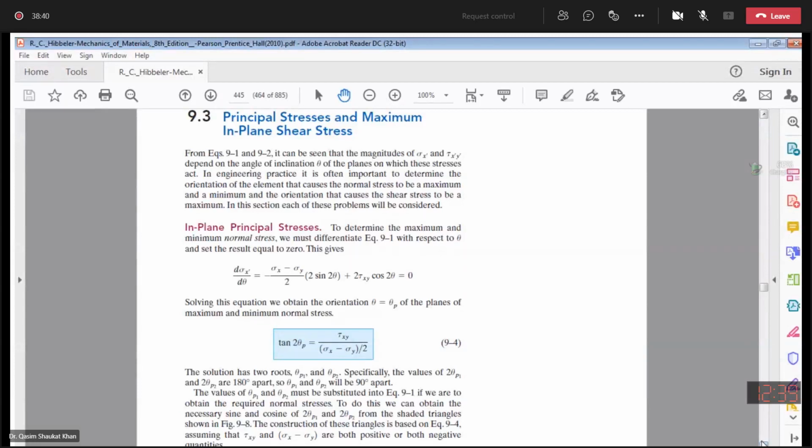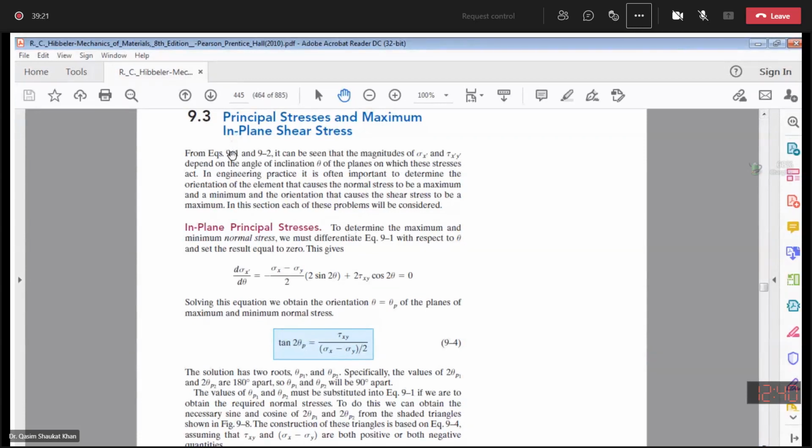ठीक है जी? So first we will start with principal stresses. Basically there are two principal stresses. One is the major principal stress, the other is the minor principal stress, because there will be two values of the normal stresses. Let's say you have found one value of theta. That one value of theta will give you the maximum normal stress or principal stress, and the other value of theta will give you the smallest value of the normal stress.